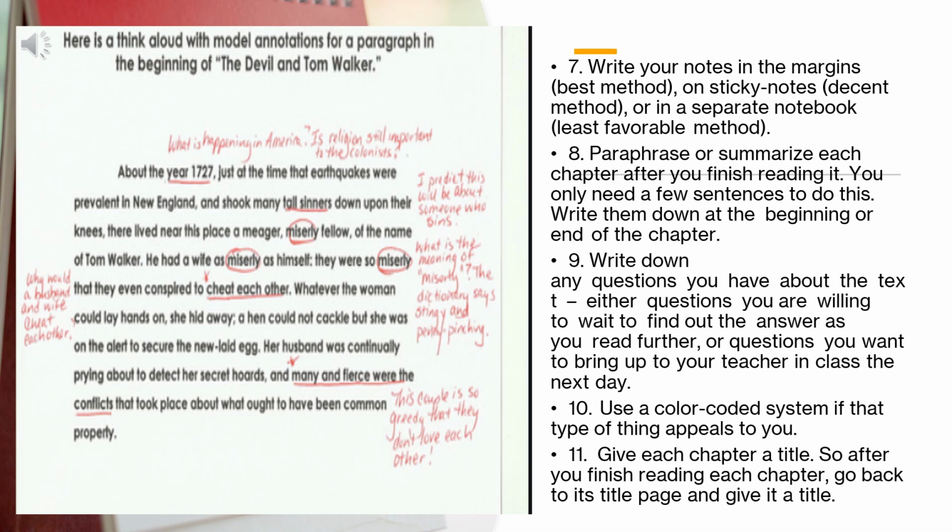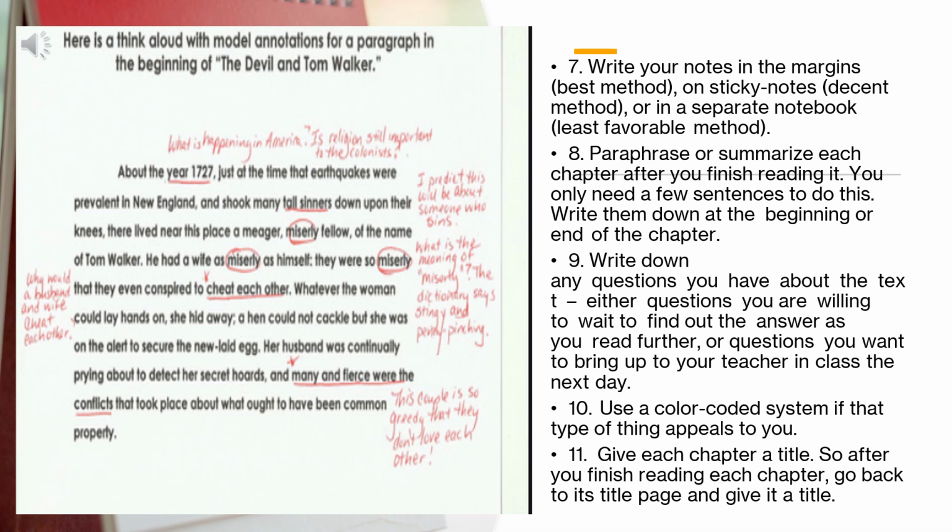Write down any questions you have about the text. It's always good that whenever you don't understand a certain portion of the text that you are reading, you write a question about it. It can be because you want to know the answers to those questions that you wrote on the margins as you go on reading the text. Or it's also possible that you are writing a question because you would like to clarify it to your teacher during the discussion. So those are the two purposes of writing questions whenever you are annotating.